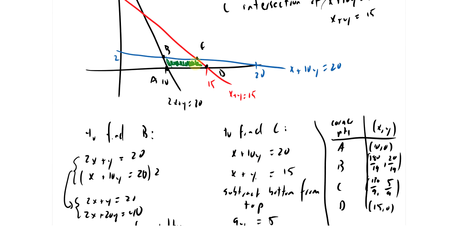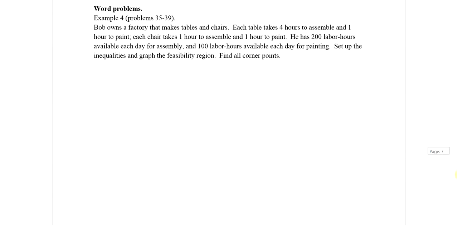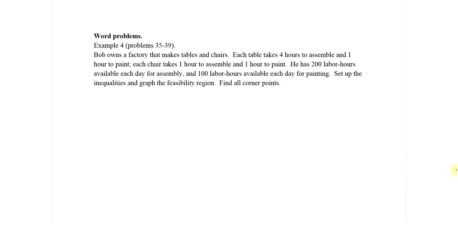Great, so now we know how to find a region and the corner points of that region. Suppose we're faced with a word problem. Bob is a furniture maker. He makes tables and chairs. Each table takes 4 hours to assemble, 1 hour to paint. Each chair takes 1 hour to assemble and 1 hour to paint. He has 200 labor hours available each day for assembly, and he has 100 labor hours available each day for painting. So what are the inequalities and what are the feasibility regions? And find the corner points.